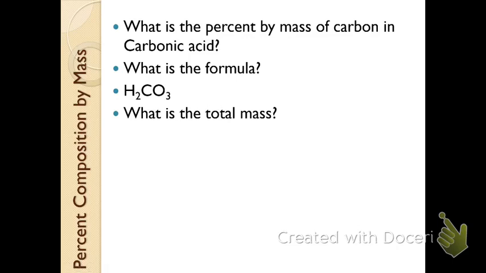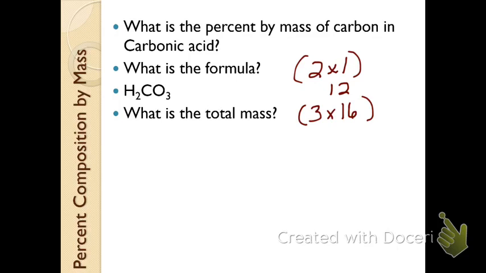Hydrogen has atomic mass of 1, and there are 2 of those. Carbon has an atomic mass of 12, and there's only 1. Oxygen has an atomic mass, which rounds to 16, and there are 3 of those. So we put them in the calculator.